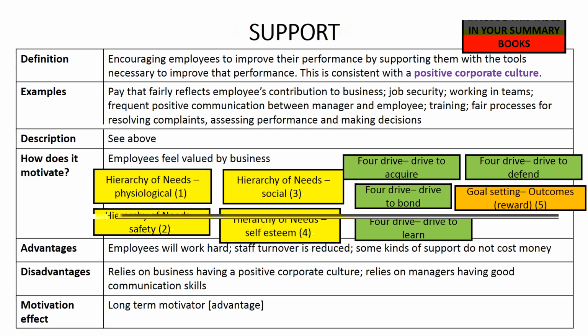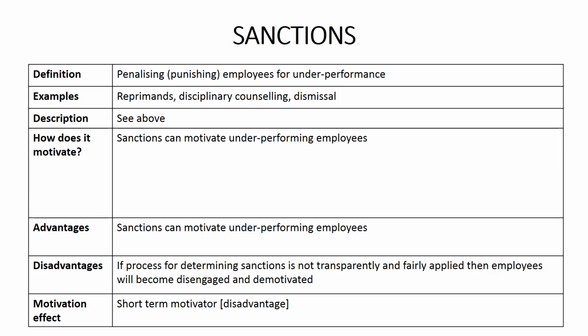The fifth and final motivation strategy is sanctions. This slide sets out a definition of sanctions and some examples of sanctions. Most importantly, it also describes, first, how sanctions motivate employees, second, the advantages and disadvantages of sanctions, and third, the extent to which sanctions have a short or long-term effect on employee motivation.